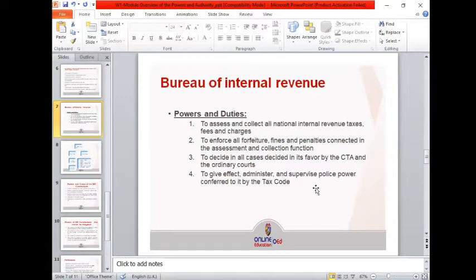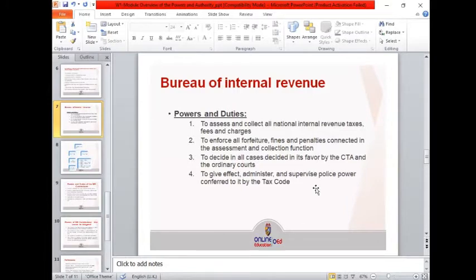Of course, as I had said, one of the government agencies in charge of tax administration is the BIR. They are the ones who exercise the taxation power under the National Internal Revenue Code of 1997. Okay, so what are the powers and duties of the BIR?